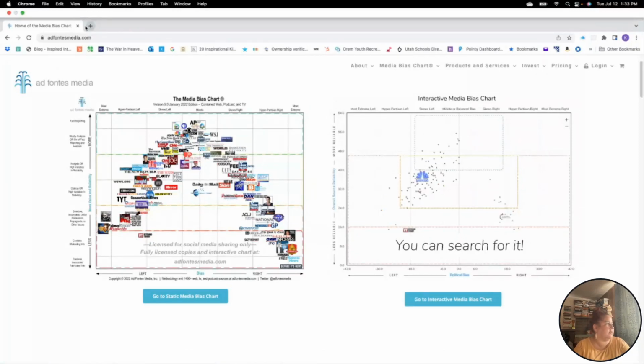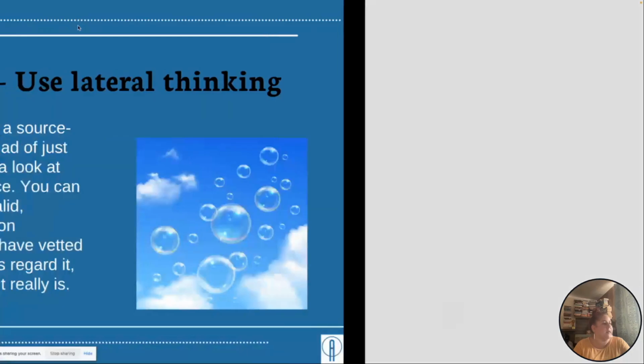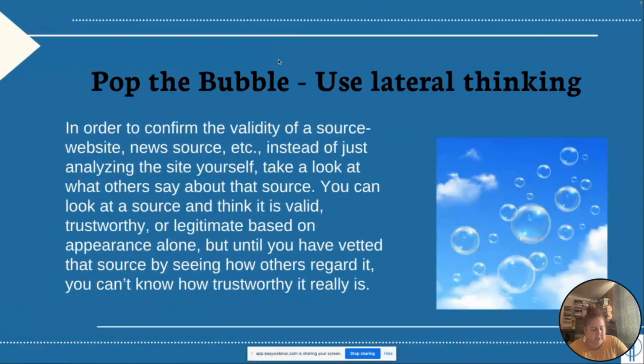So I'll close this now. I personally like clicking on it. I do have a screenshot that I sometimes share, but I think if you're teaching this or you're going over this with kids or anyone else, it's valuable to click on it because you can see it live. And the other one that I mentioned is called AllSides. Now, I'll pull that up real quick.